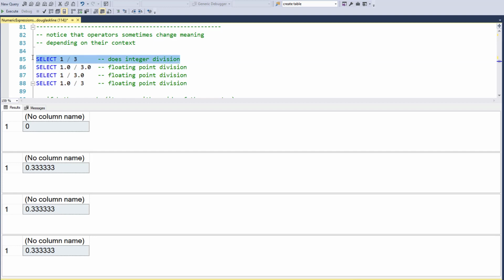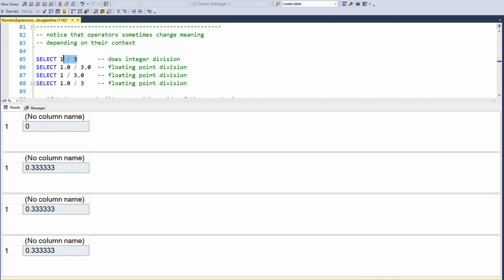So in this case, what I've got is an operand of 1 and 3 with a divide sign. And notice that I come up with 0. Now, why is it 0? Well, if I put a 1.0 and a 3.0, it is coming up with 0.333.